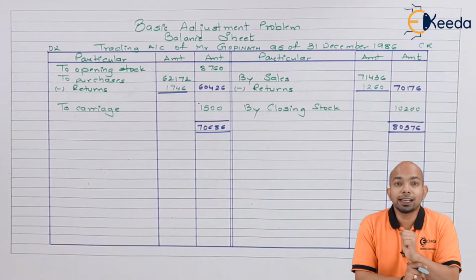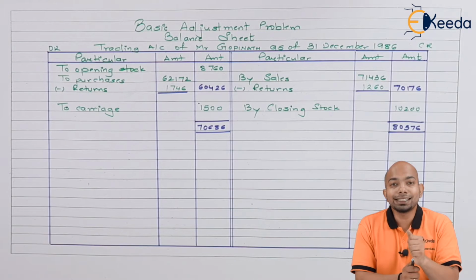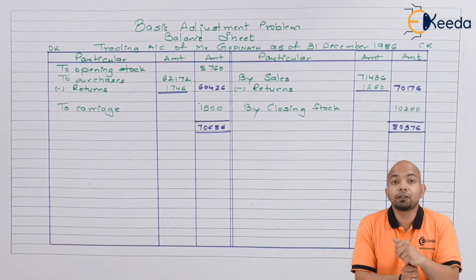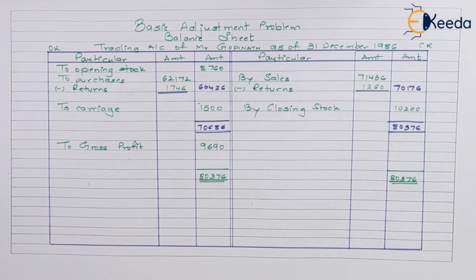So let's finalize the gross profit amount and then see how that turns the sum completely when we start with the profit and loss account, which will have various adjustments in it. So with this, we have completed the specimen of trading account. We have figured out the gross profit. We have made necessary adjustments in this trading account.